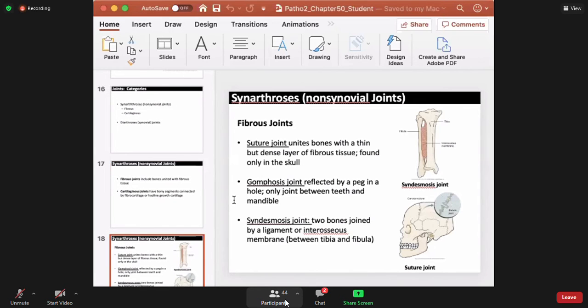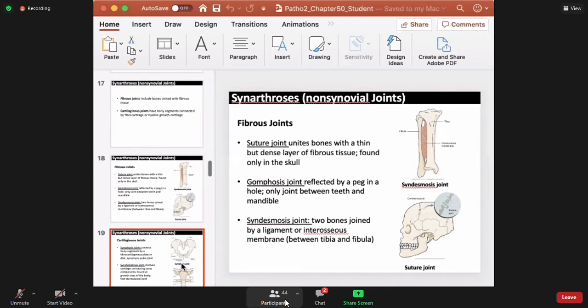So fibrous joints include those I mentioned before, syndesmoses, joined through the interosseous membranes like the tibia and the fibula. But sutures in the cranium are also an example of a fibrous joint. And the gomphosis between the teeth and the mandible is also an example of a fibrous joint.